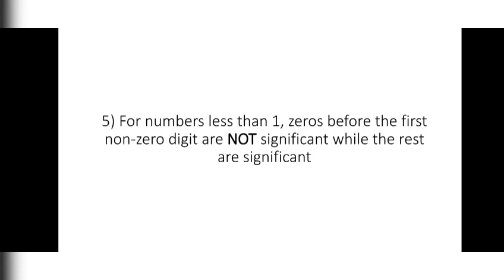For the last one, we have 2480. It's still greater than 1, so we got to consider it as 4 significant figures. For the fifth guide, we have for numbers less than 1, zeros before the first non-zero digit are not significant, while the rest are significant. So, if it's 0, then zeros before the first non-zero digit are not significant.